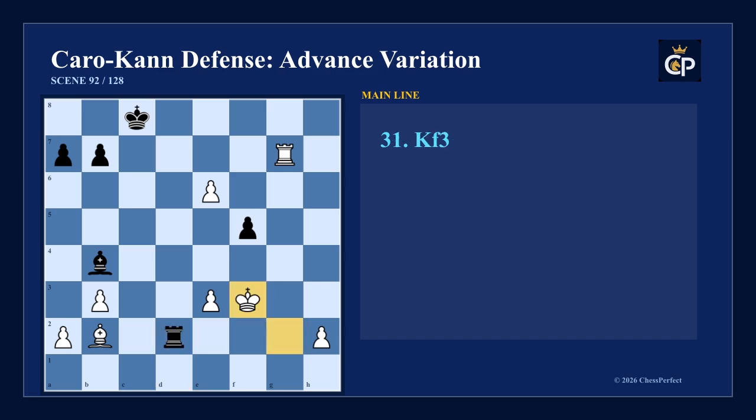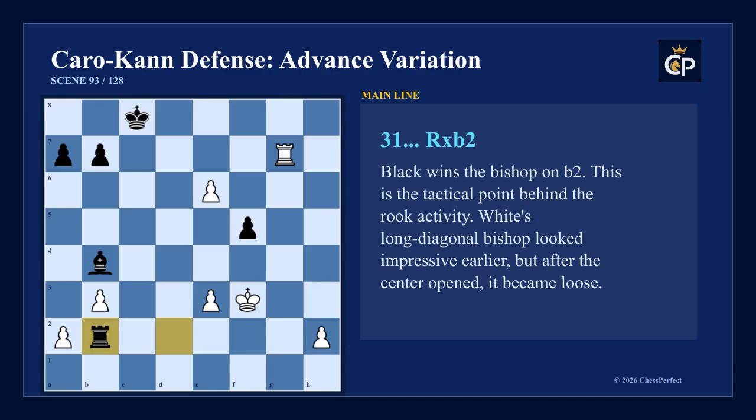King f3. Rook takes b2. Black wins the bishop on b2. This is the tactical point behind the rook activity. White's long diagonal bishop looked impressive earlier, but after the center opened, it became loose.